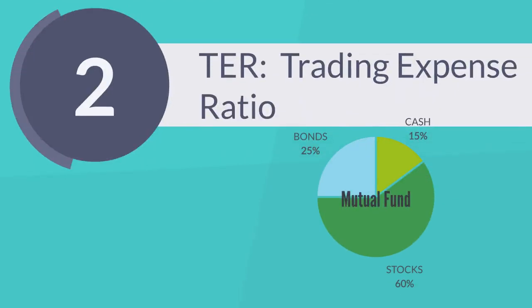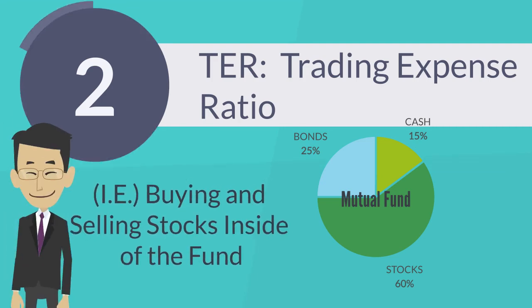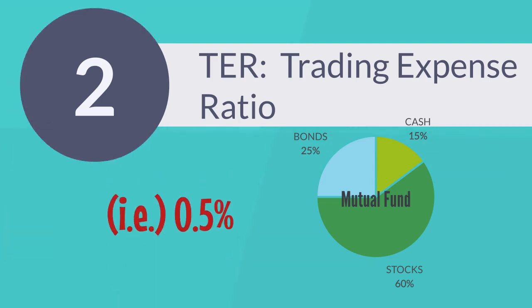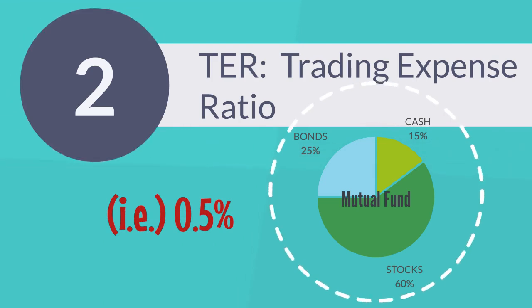The next fee to be aware of is the Trading Expense Ratio, or TER. This is the cost that the fund incurs from buying and selling investments within the mutual fund. Just like an MER, it's a percentage that's charged on the entire portfolio that you own.